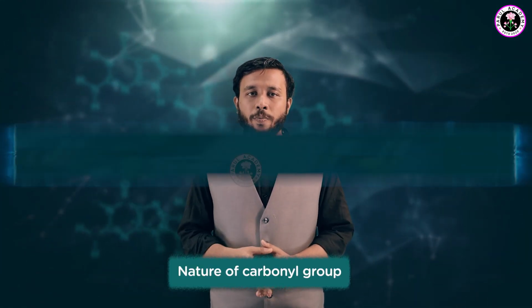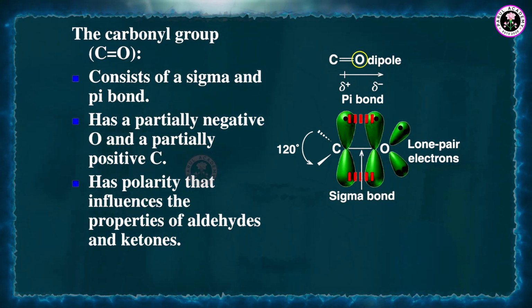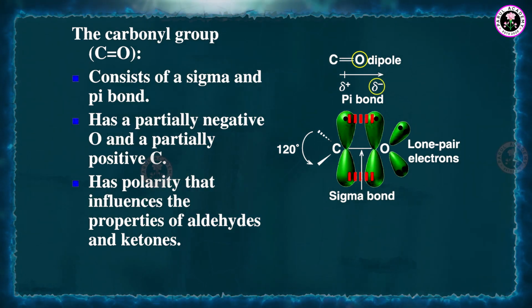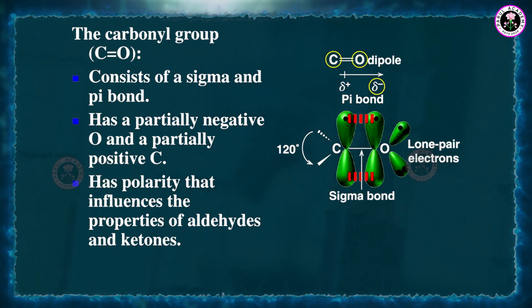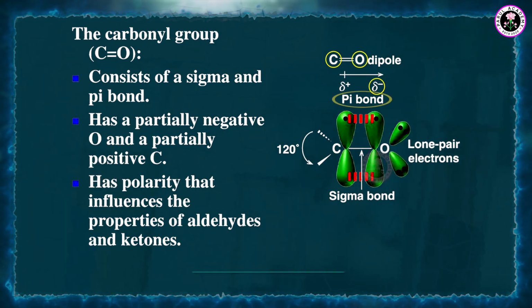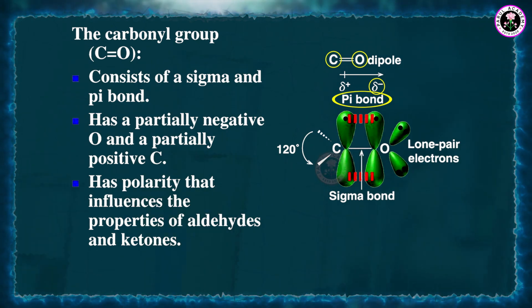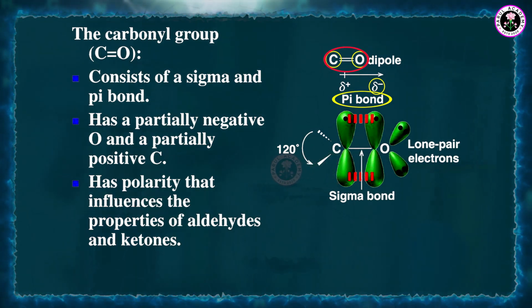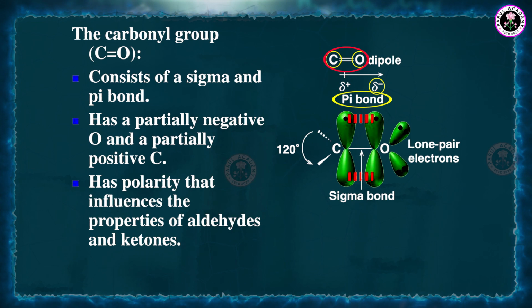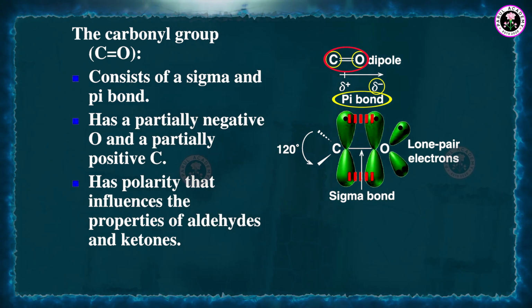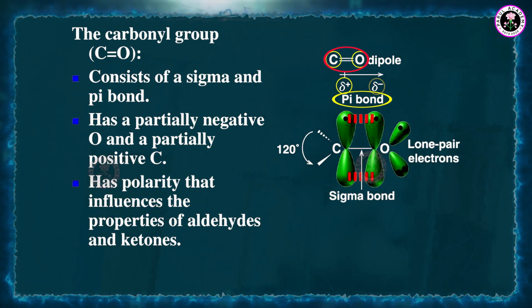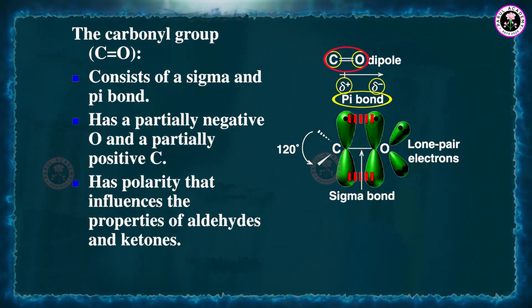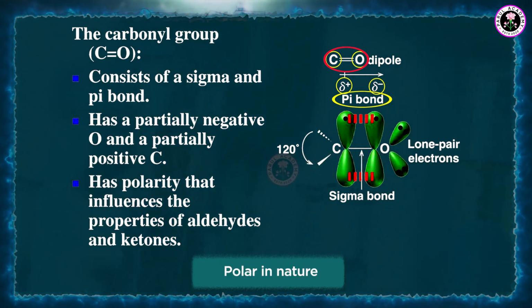Nature of carbonyl group. The oxygen atom in the carbonyl group is far more electronegative than the carbon atom. As a result, the oxygen atom tends to attract the electron cloud of the pi bond towards itself. The pi electron cloud of C double bond O is unsymmetrical. Hence, the carbonyl carbon acquires a positive charge and the carbonyl oxygen carries a negative charge. Thus, the carbonyl group is polar in nature.